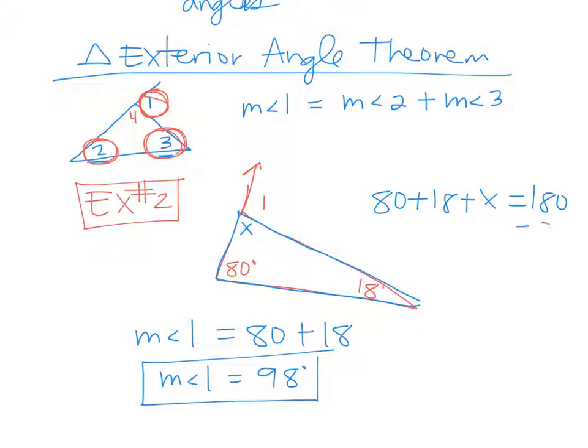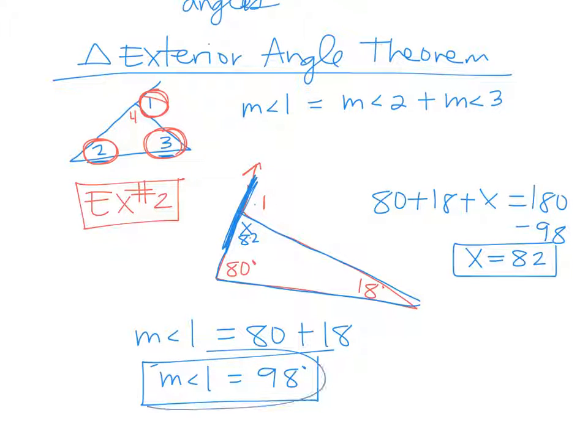Take away 98 here, and you would get x equals 82. So if this is 82, then 82 plus what has to equal 180 because that forms a straight line. So you do have options, but regardless, you're going to get that the measure of that angle is 98. Just don't forget that if you forget the one, you can do the other. Okay?